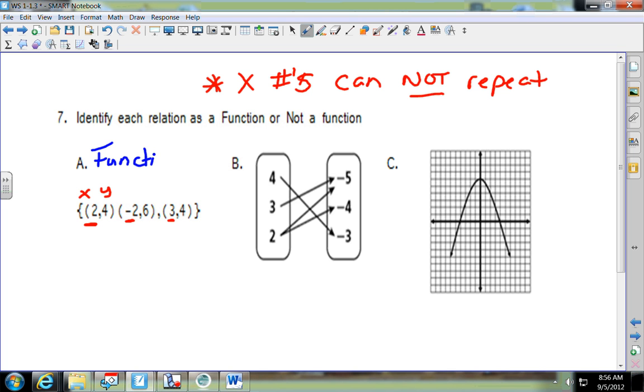See, the y numbers don't matter. The y's are like your ex-boyfriend. They don't matter. Okay, just kidding.